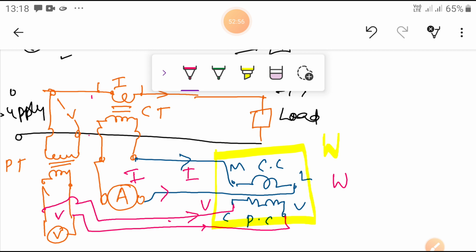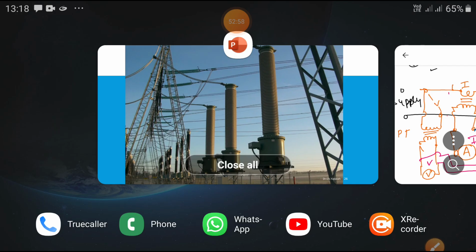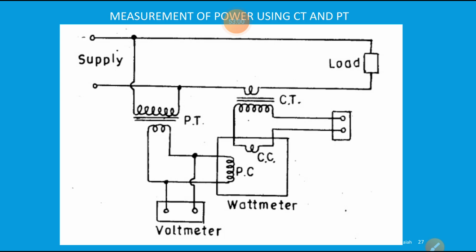Okay, such a way that we have to connect our CT and PT in our electrical field to measure the voltage and current. Sometimes we are going to use them for the measurement of power also. Okay, the same line is connected to the protective systems also. This is how we commonly use CT and PT.